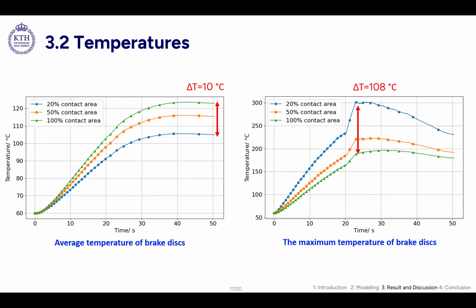But from this initial simulation result we could still find something useful. For the average temperature of the brake disc, the influence of different contact areas is very small, only 10 degrees Celsius, but for the maximum temperature, it's 108 degrees Celsius. So we could conclude that for the maximum temperature of the brake disc, the contact area is quite important. Previously, many people assumed 100% contact.